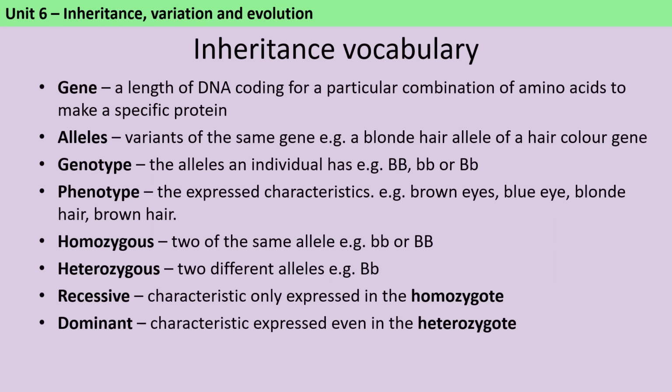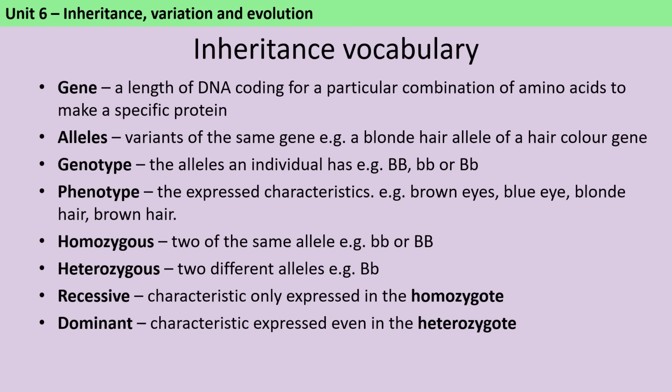There is a lot of new vocabulary in topic 6 in GCSE Biology, and it's really worth making sure that you know the proper definitions, because this is one topic where a lot of students know what they're talking about but are unable to receive credit because they haven't used the right words. So firstly, gene and allele are commonly mixed up. A gene is a length of DNA that codes for a particular combination of amino acids to make a specific protein. So we could talk about a hair colour gene or an eye colour gene. The allele is then the variant of that gene. So for instance, a blonde hair allele of a hair colour gene.